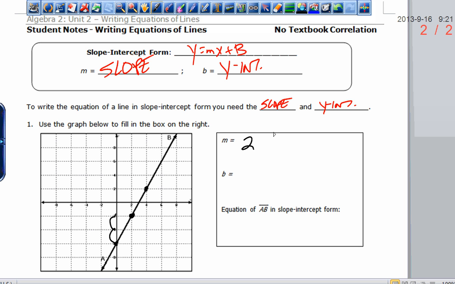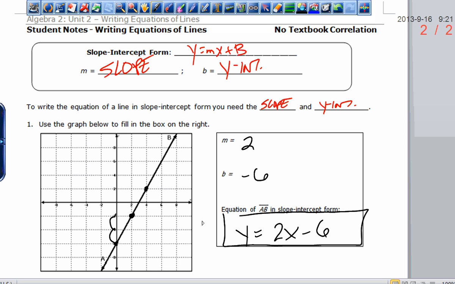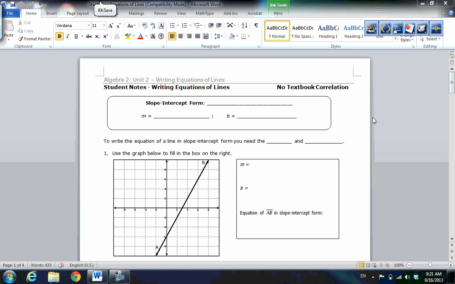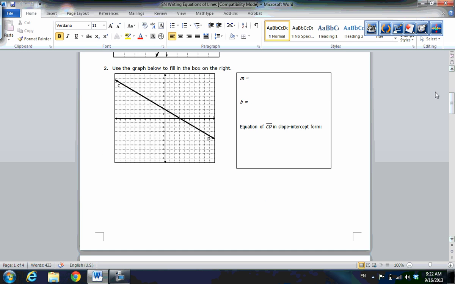Where does it cross the y-axis? -6. So if I were to write the equation of that line, I first start off as y equals 2x minus 6. And y'all have good Algebra 1 teachers. Woohoo! Moving on.